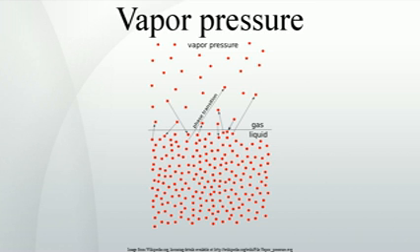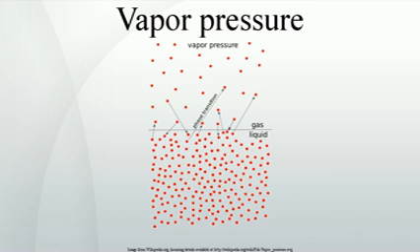Vapor pressure. Vapor pressure or equilibrium vapor pressure is defined as the pressure exerted by a vapor in thermodynamic equilibrium with its condensed phases at a given temperature in a closed system. The equilibrium vapor pressure is an indication of a liquid's evaporation rate. It relates to the tendency of particles to escape from the liquid.